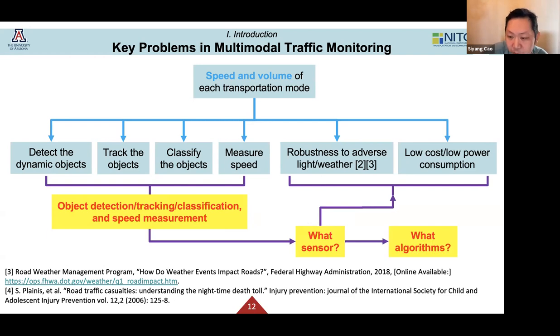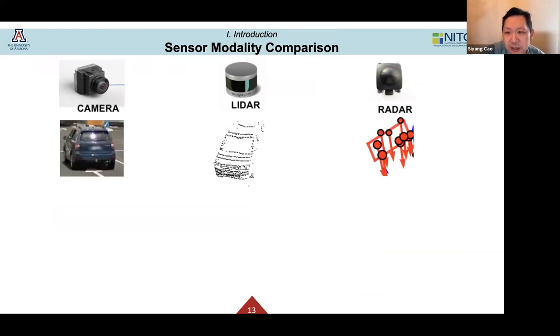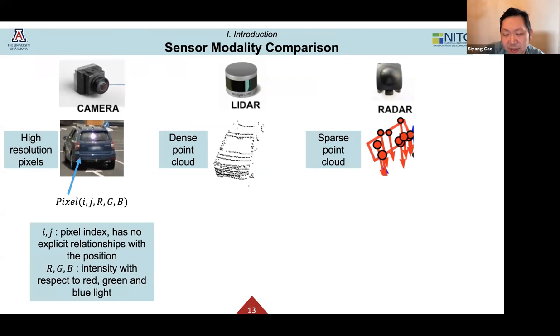And also we need to figure out what's the algorithm going inside it. So typically, there are three sensors that can do this task. One is camera, another is LiDAR, and the third is radar. Camera typically has higher resolution imaging in two-dimensional space, and the LiDAR can have dense point cloud data. The radar received data will be point cloud with some velocity information.